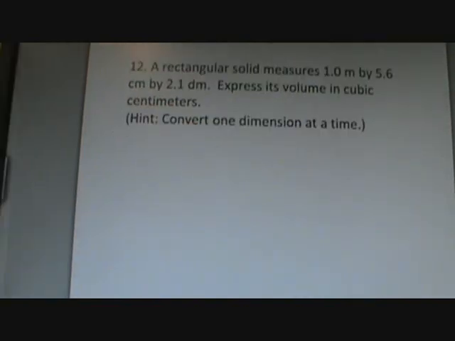So I'm going to skip down to number 12 because the rest of those are pretty much like 1 and 3, so hopefully you'll be able to figure that one out. The last few are a little bit different, and we're finding the volume. So a rectangular solid measures 1 meter by 5.6 centimeters by 2.1 decimeters. It expresses its volume in cubic centimeters. Convert one dimension at a time. So we have 1 meter by 5.6 centimeters by 2.1 decimeters. So we need to convert all of these to centimeters so that we can find the volume of this object.